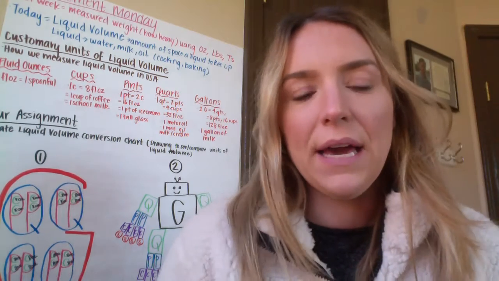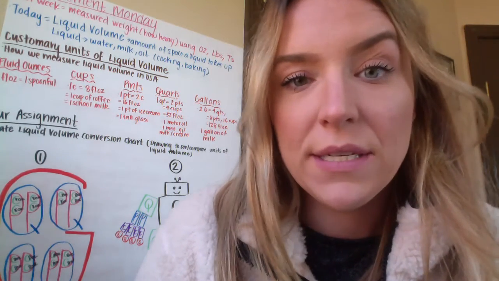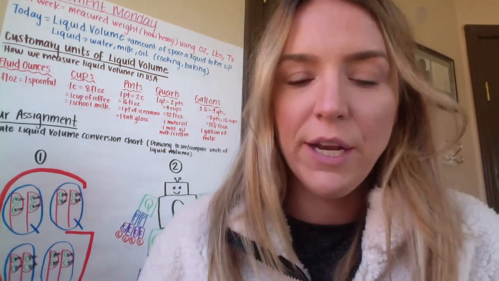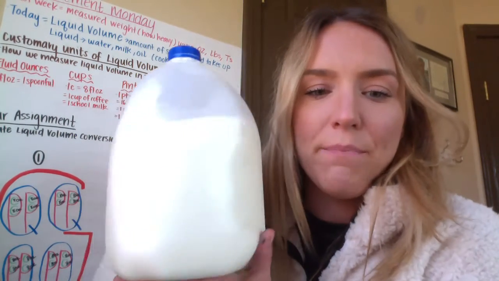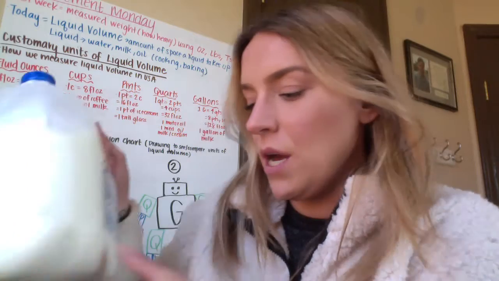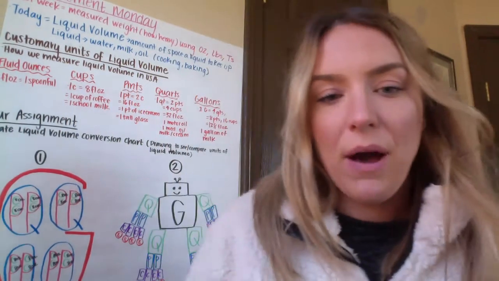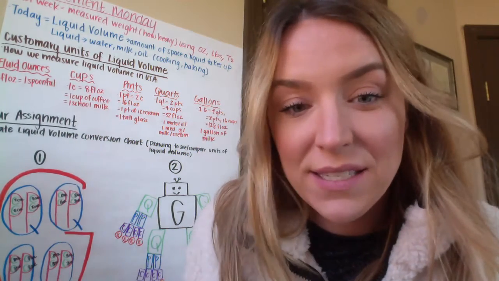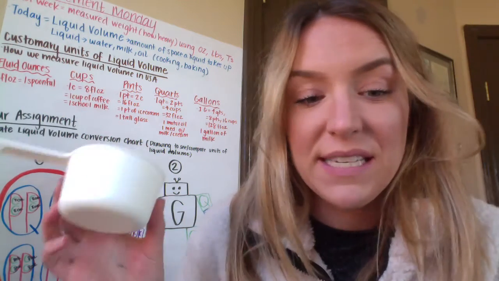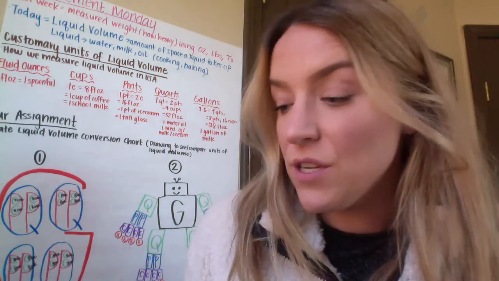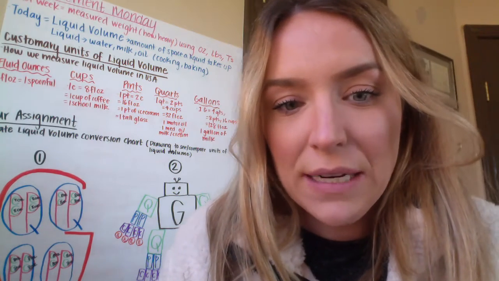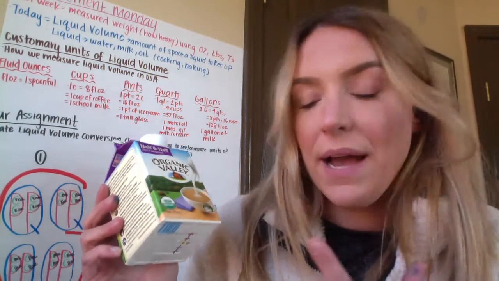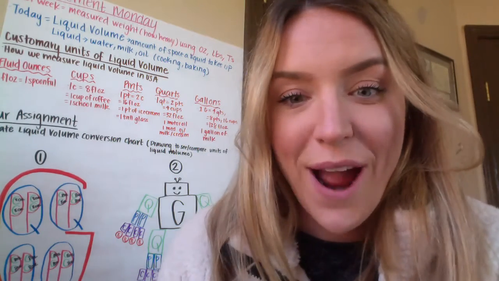And then finally, our largest unit that we're going to look at today for liquid volume is gallons. You should all be familiar with gallons because we typically buy our milk in gallon form. So a gallon is about the size of 128 spoonfuls, or fluid ounces. It's also the size of 16 cups. It's also the size of 4 quarts, or 8 pints. So 8 of these creamers or ice cream cups.